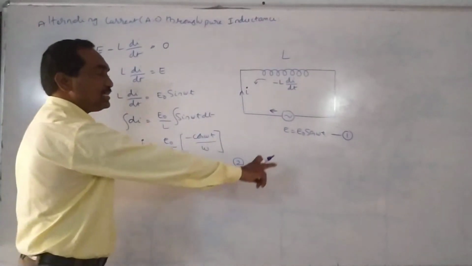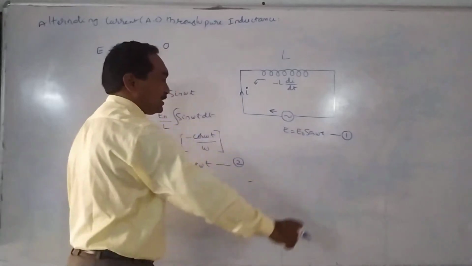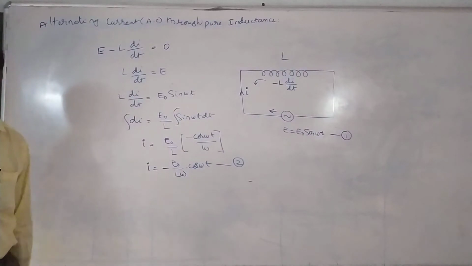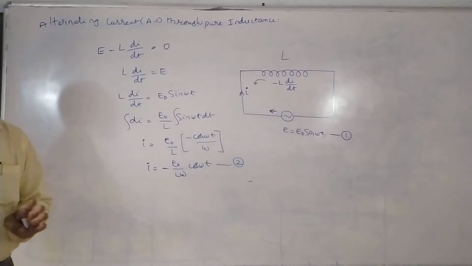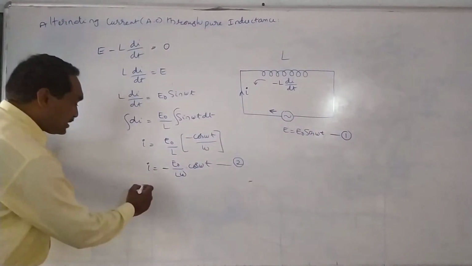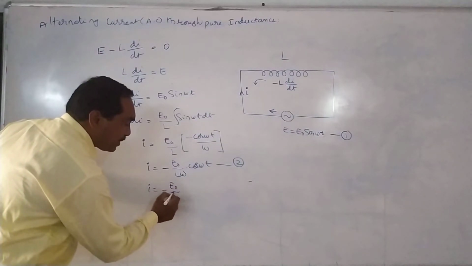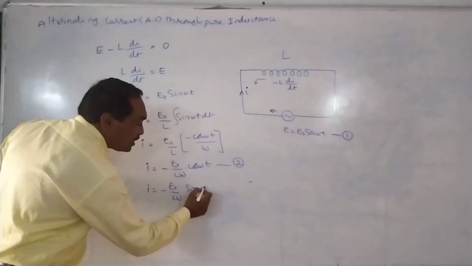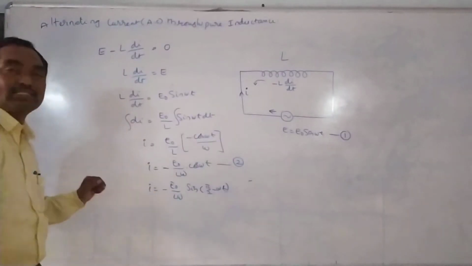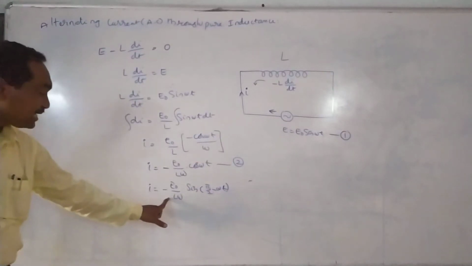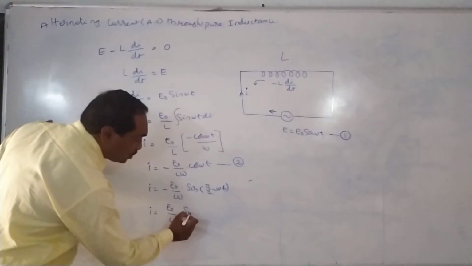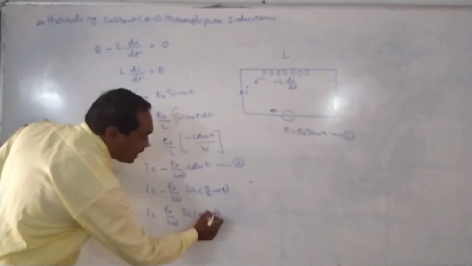Of course, we see the alternating EMF having sin omega t and the alternating current having minus cos omega t. To compare the phase difference between them, we want to change this cos term into a sin term. That is, I is equal to minus E naught by L omega into sin(90 minus theta). Now sin(90 minus theta) is equal to cos theta, but there is a minus. So it can be written as I is equal to E naught by L omega into sin(omega t minus pi by 2).